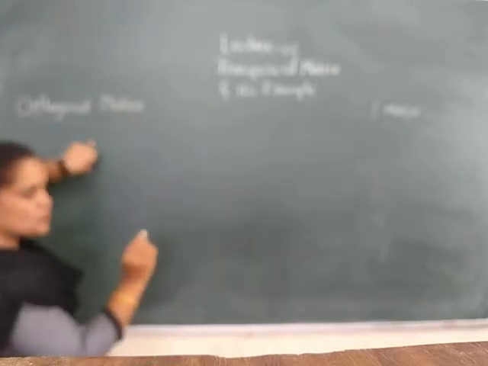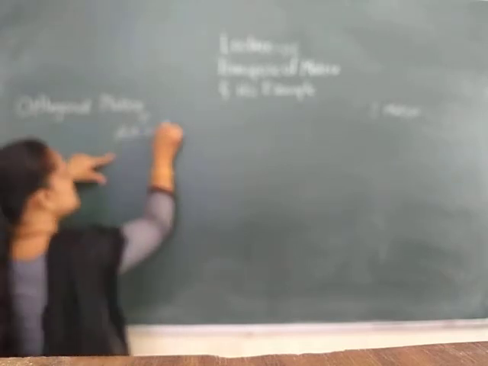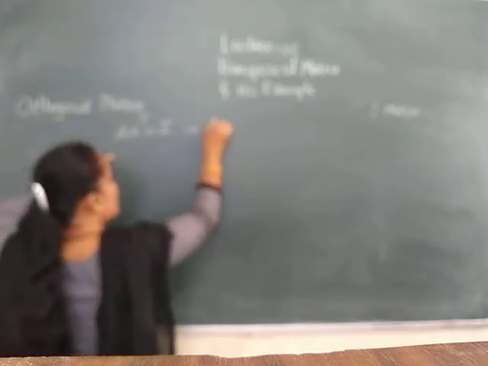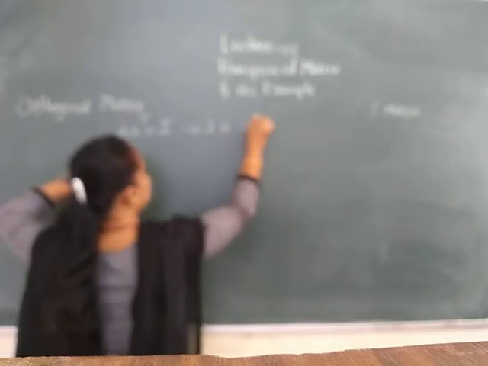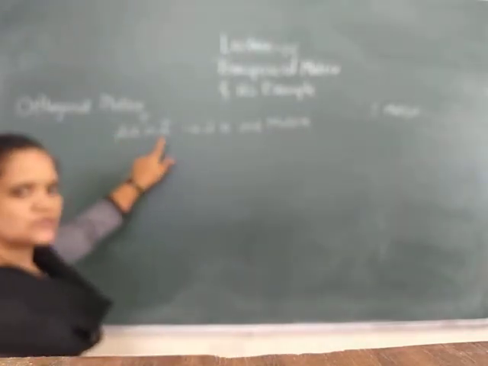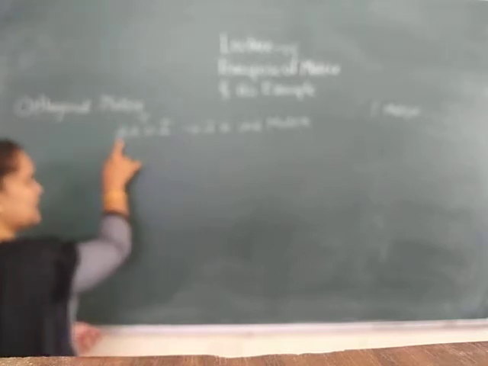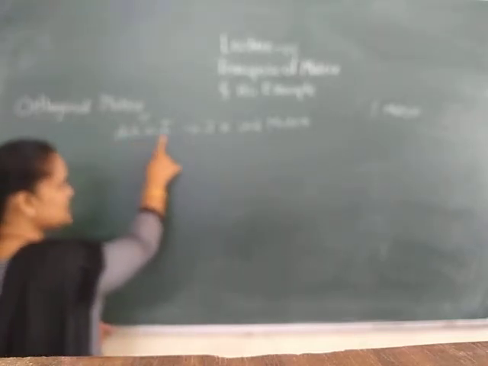A matrix is said to be orthogonal if it satisfies this condition: A into A transpose is equal to I, where I is which type of matrix? It is a unit matrix. If a given matrix satisfies this condition A into A transpose is equal to I, then this matrix is called an orthogonal matrix. So what happens here? A is multiplied by its transpose, then our answer should be I, then it is an orthogonal matrix. We will take one example.